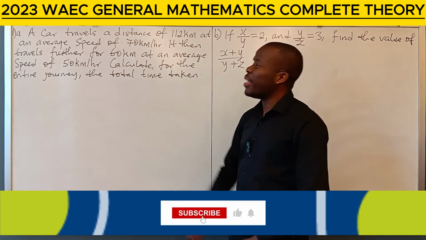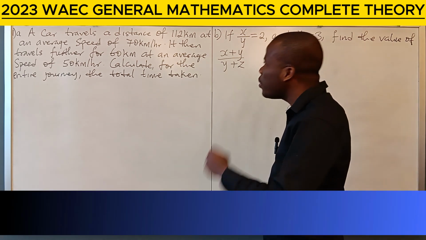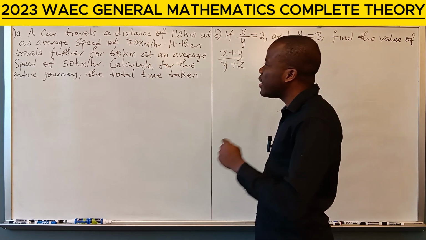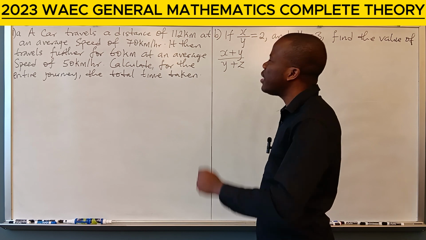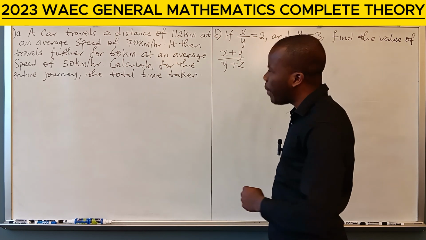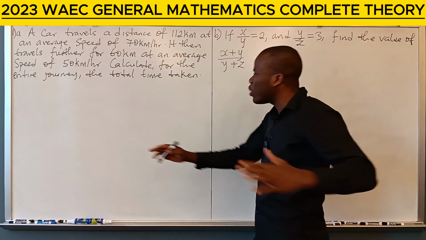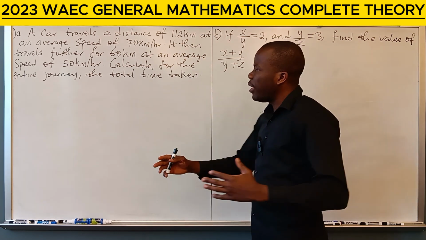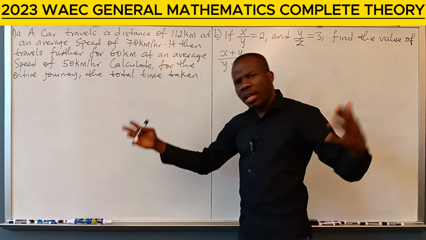The first question says, a car travels a distance of 112 kilometers at an average speed of 70 kilometers per hour. It then travels further for 60 kilometers at an average speed of 50 kilometers per hour. Calculate the entire journey, the total time taken. So what we need to do here is to calculate the time for the first journey and the time for the second journey and sum it up.